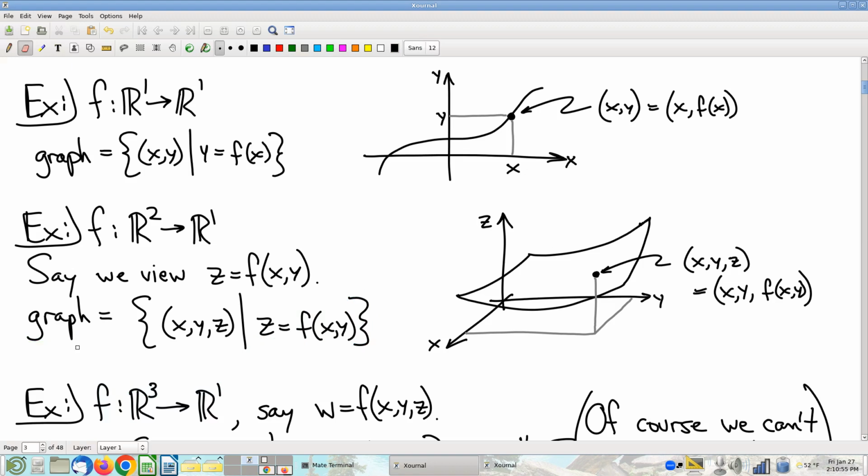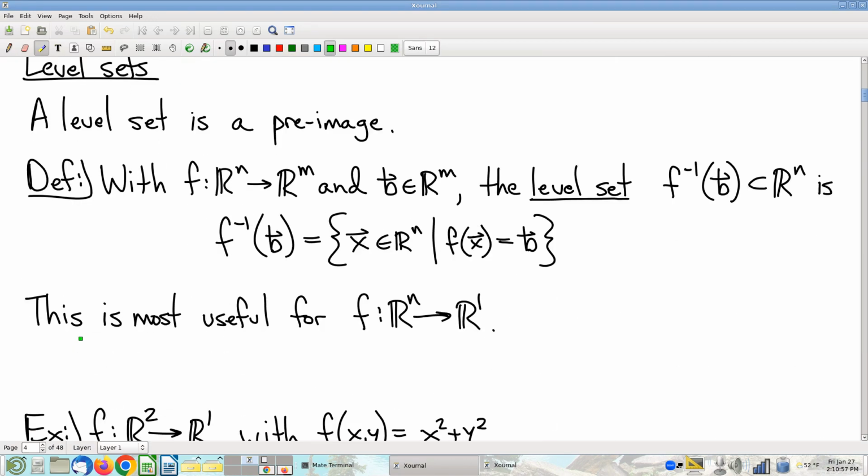Level sets set the value of the function equal to not a new variable, but equal to a constant. Now, that's a very different algebraic choice, right? I'm not introducing a new variable. I'm just saying I'd like to entertain what I can say about when the function is equal to a certain constant. So again, very, very different.